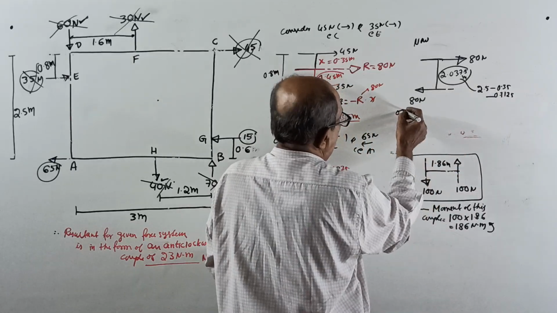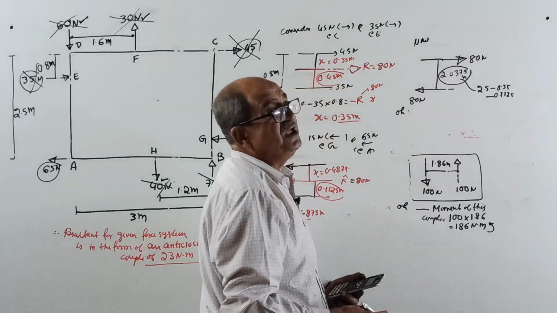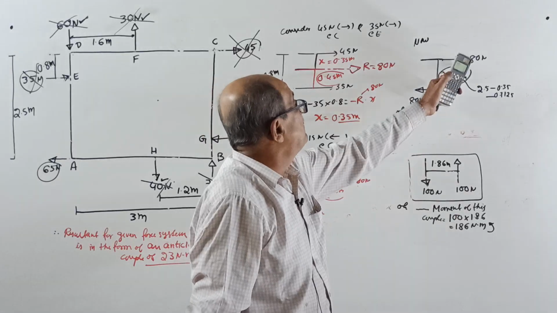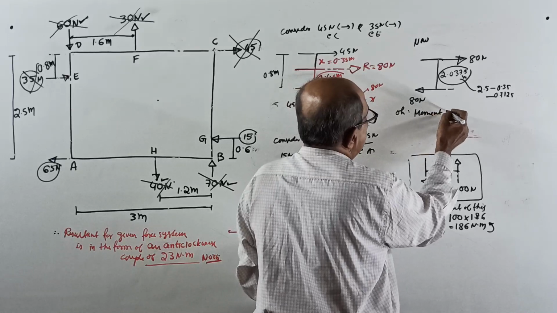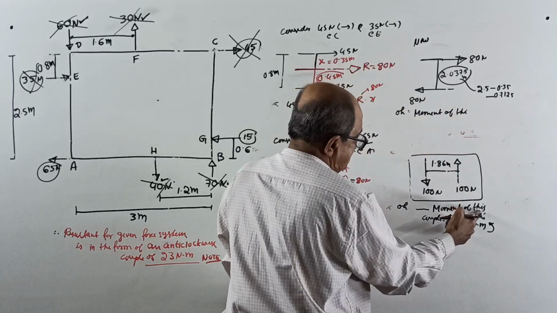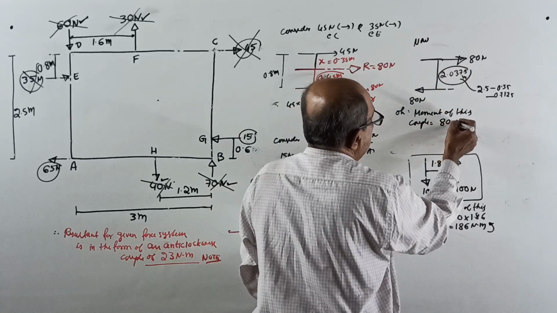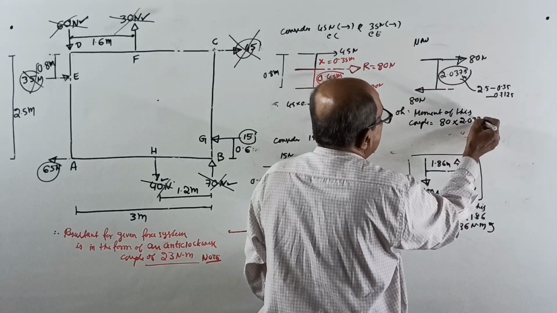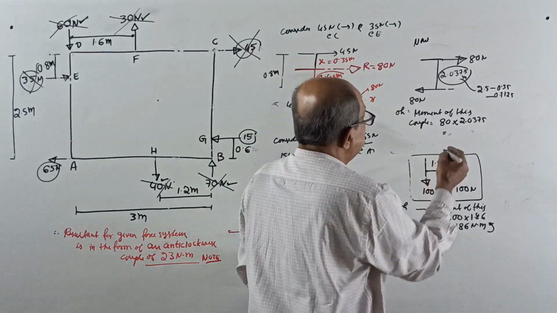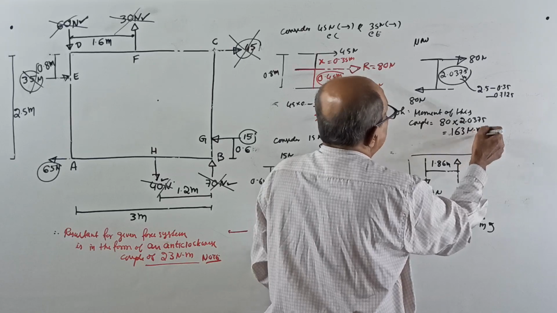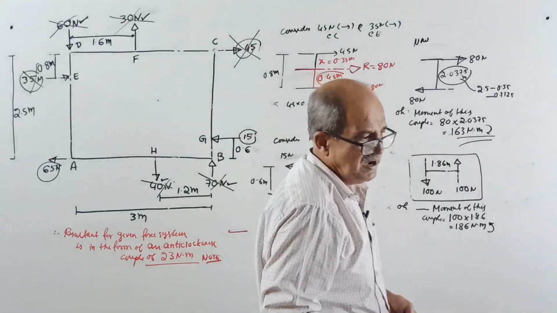Now you got two equal unlike parallel forces with different lines of action. This will form a couple, and moment of this couple equals any one of the forces, 80 multiplied by 2.0375, equal to 163 Newton meter, clockwise. Now last statement closed.